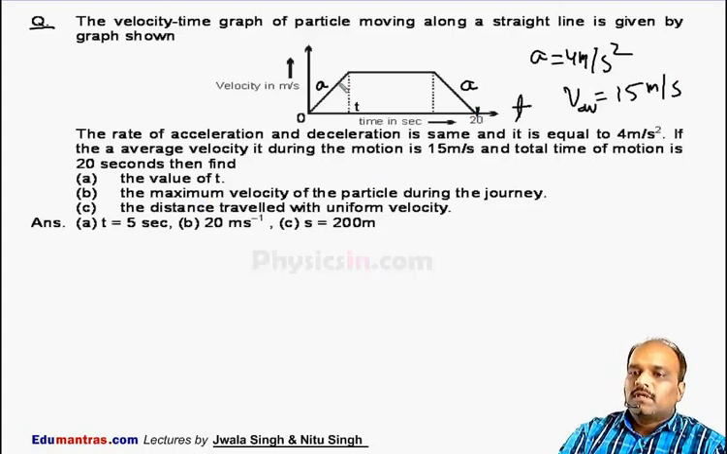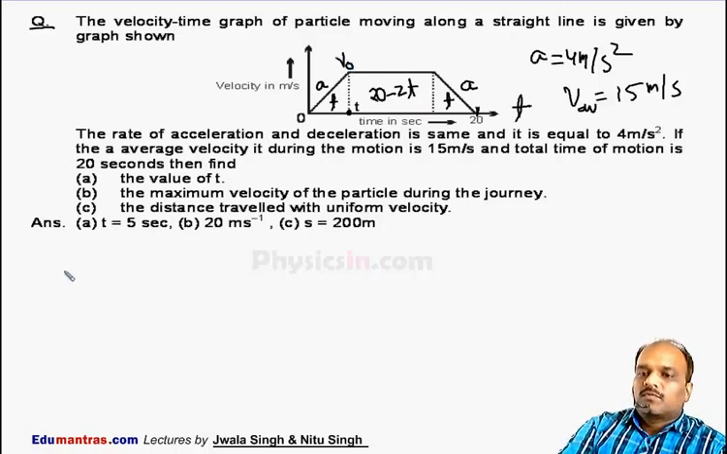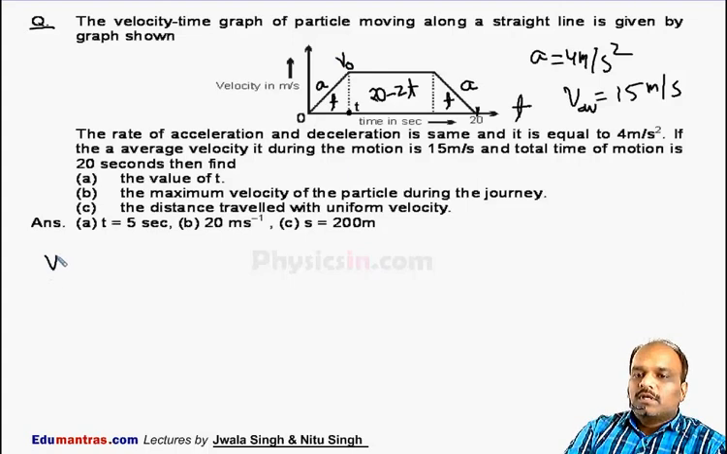We need the value of t. Let the time for acceleration be t, the time of retardation is also t, and this time is 20 minus 2t. This 20 minus 2t is the time when the particle is in uniform motion. Let the maximum speed attained by the particle be v naught. From here we can say v naught is equal to u, that is 0, plus a, that is 4, into t.